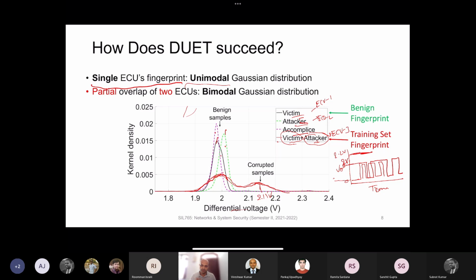I will tell you what happens next, but at least this is how we created the malicious data. When the victim was transmitting, the attacker was transmitting too, and because of this overlap, some data was corrupted and the voltage features got corrupted. So you see the distribution got corrupted. Is that part clear, how we are corrupting the voltage features of the victim?